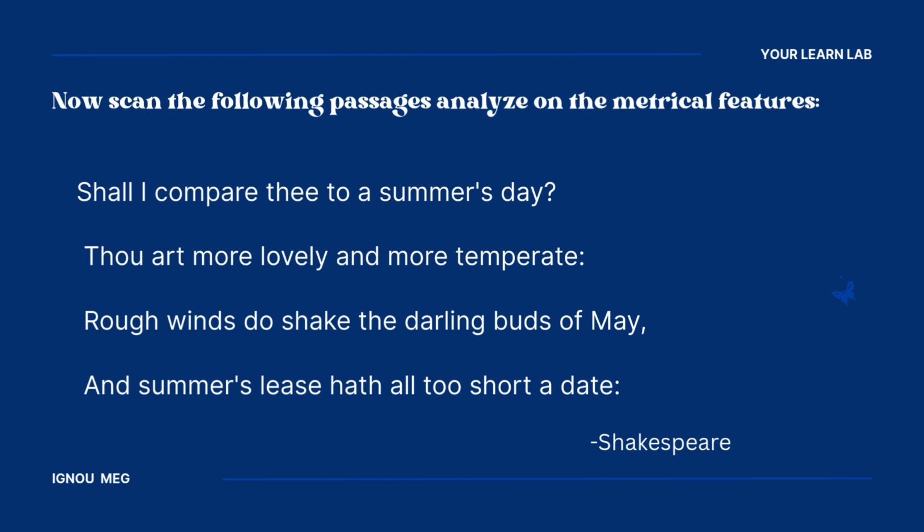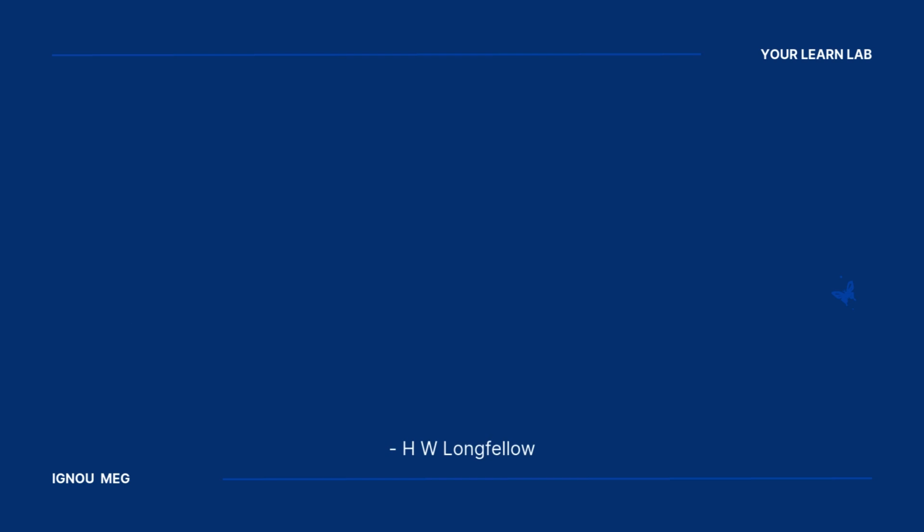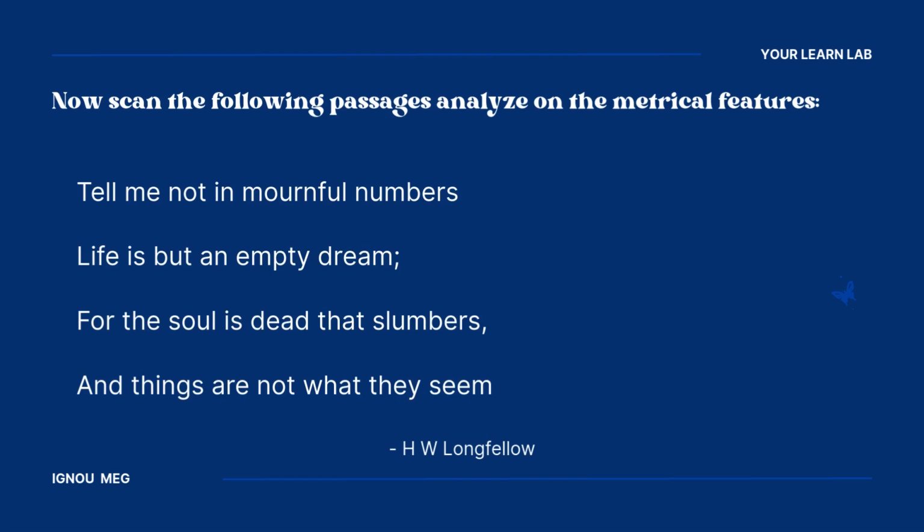Now that you have an understanding of how to scan the passages, let's scan the following lines of passages and analyze the metrical features. Pause the video for a few seconds. Try to identify the answer and play the video for the correct answer. And here you go, this is the answer. It's an iambic pentameter. I hope you got that right. Now scan the next one by H.W. Longfellow. Pause the video and play it again for the answers.